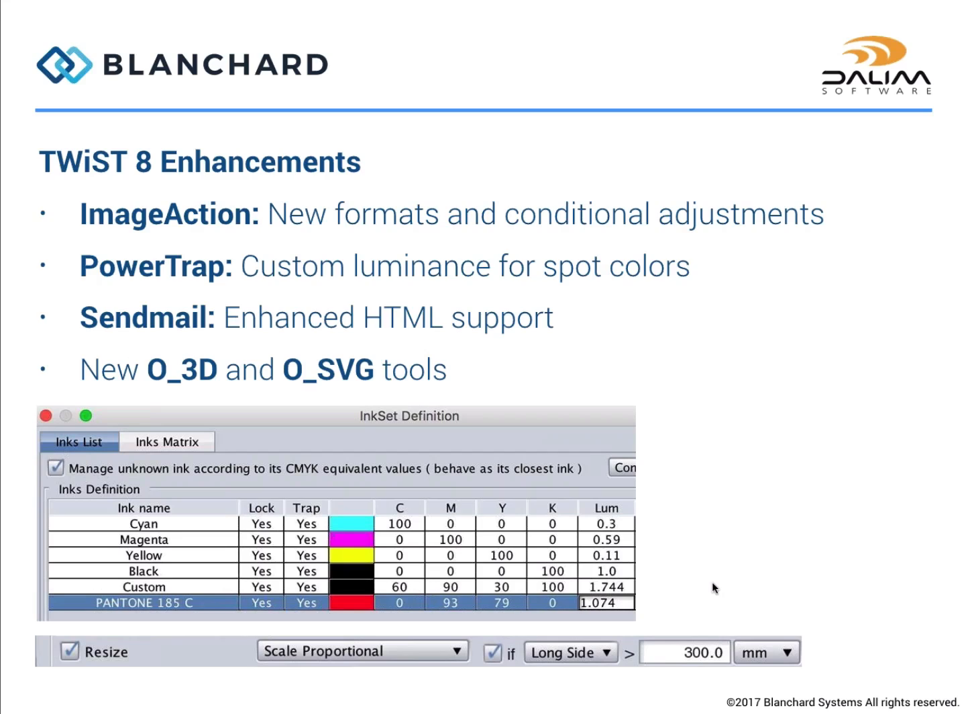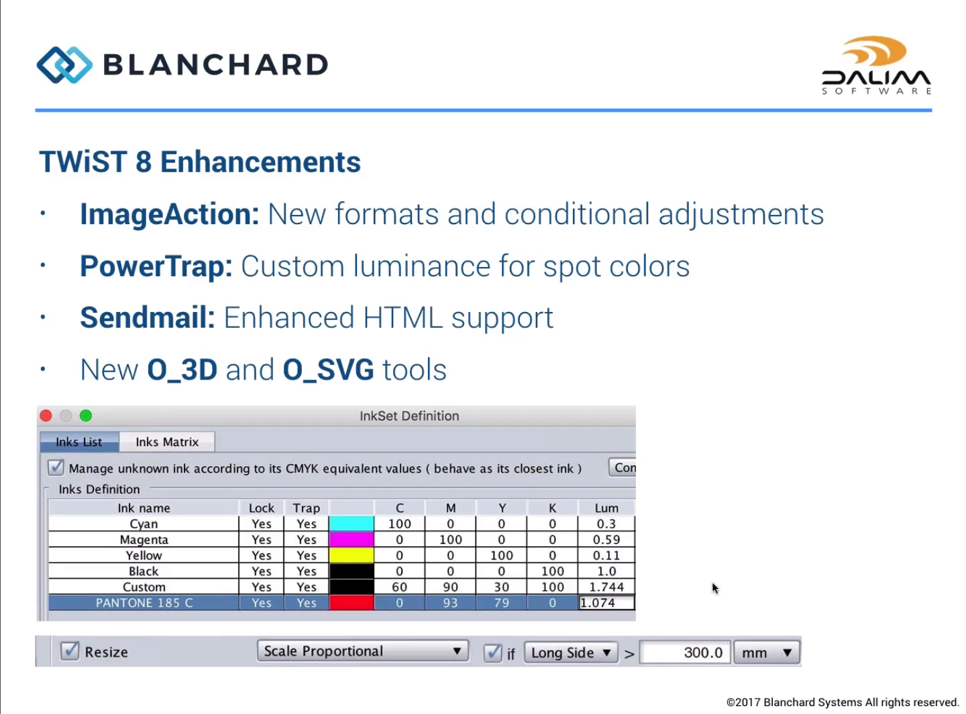In addition to those enhancements are also two new tools, the O3D tool and the OSVG tool. The OSVG tool is just for basically exporting scalable vector graphics files. The O3D tool is for exporting and converting 3D files.